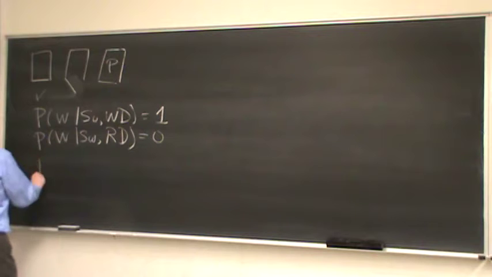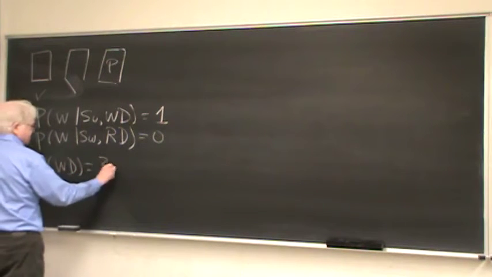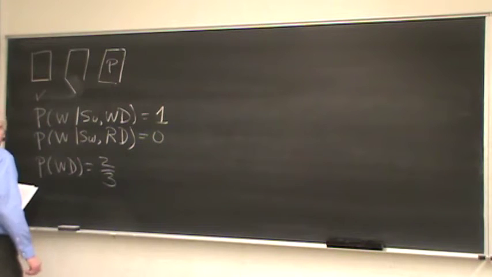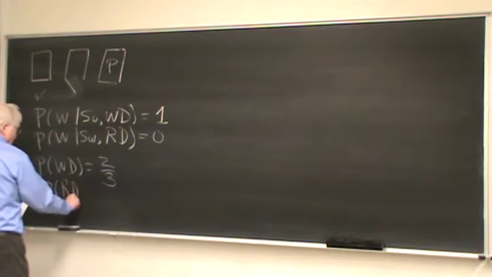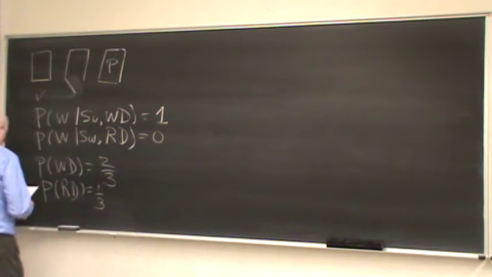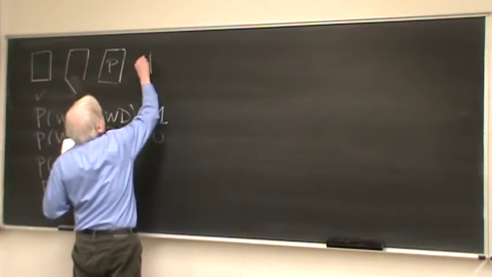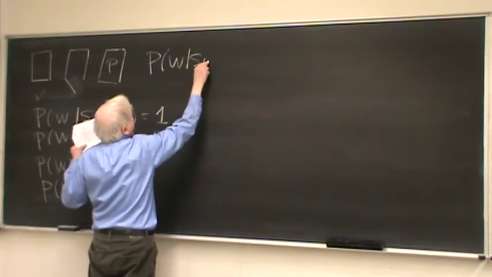Now, something very simple: the probability of picking the wrong door is 2/3, because there are 2 that don't have the prize and only 1 that does. And of course, the probability of picking the right door is 1/3. All right. So, what is the probability of winning if you switch?